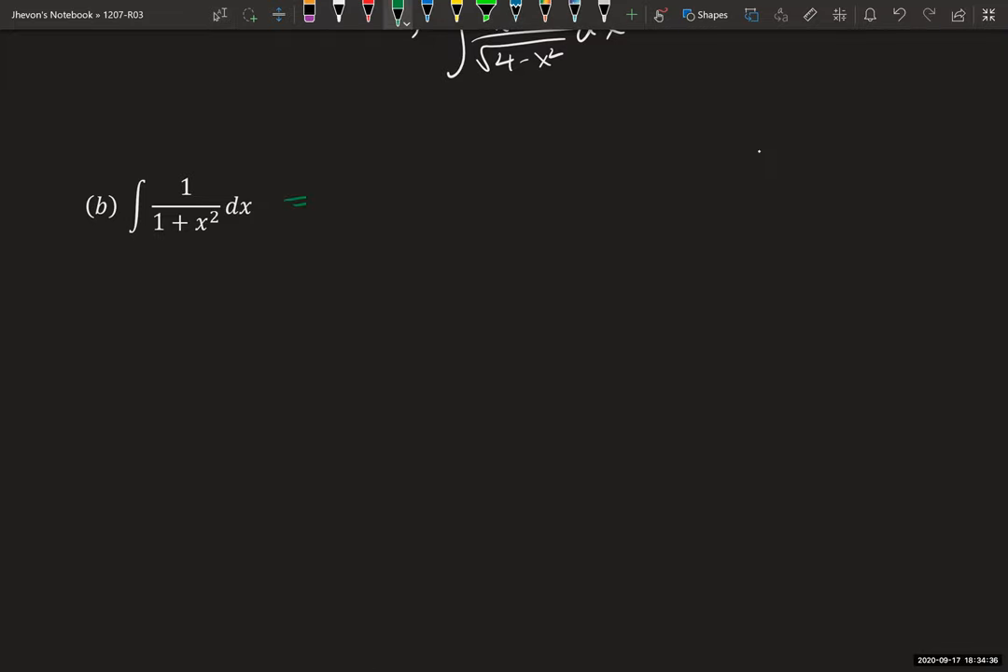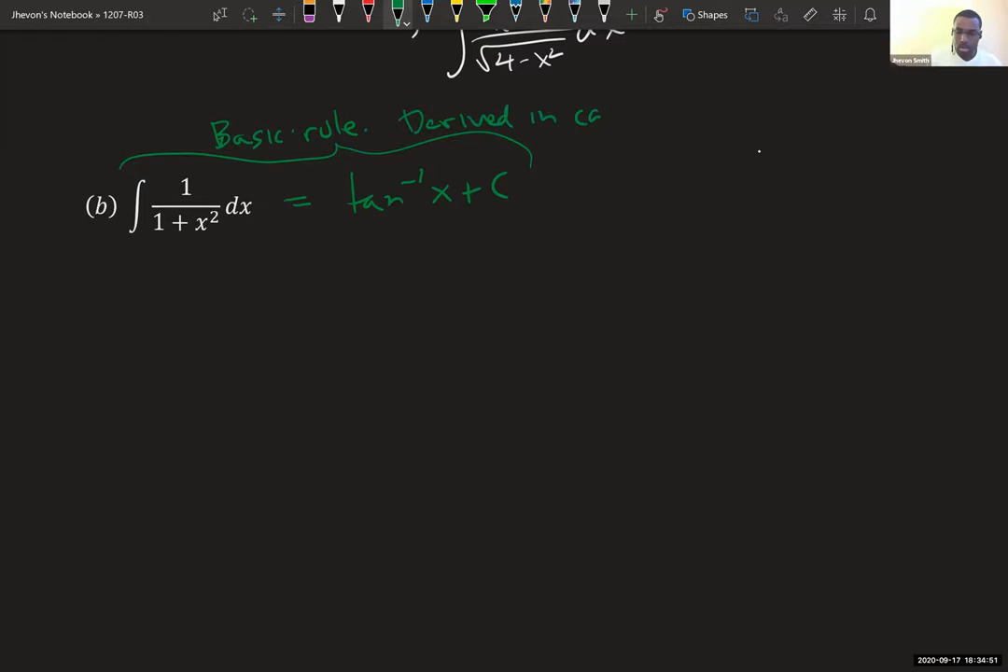Tan inverse. Right, it's tangent inverse. Right, this is in fact a basic rule. It was derived in Calc 1. But as just an easy example to start off with, I would like you guys to re-derive this rule using trig substitution. So in Calc 1, you basically figured this out because you learned how to differentiate inverse functions, and you found that the derivative of tan inverse is 1 over 1 plus x squared.